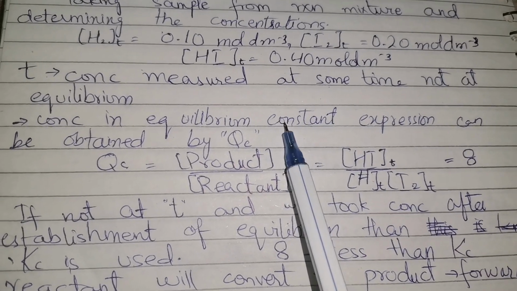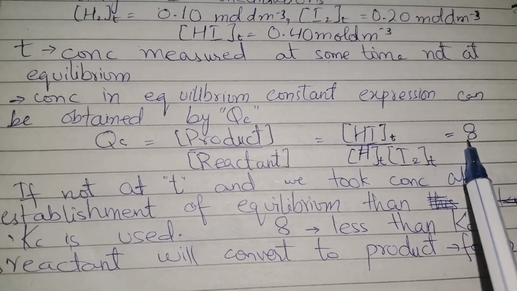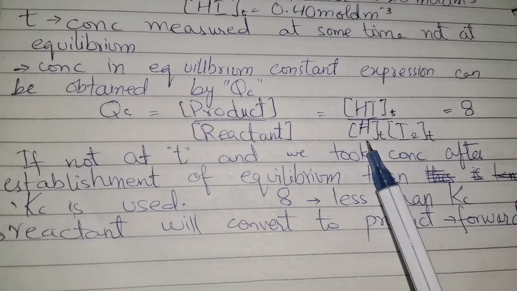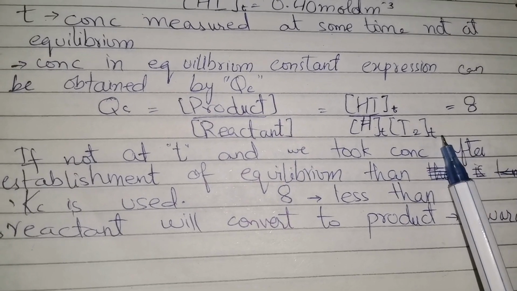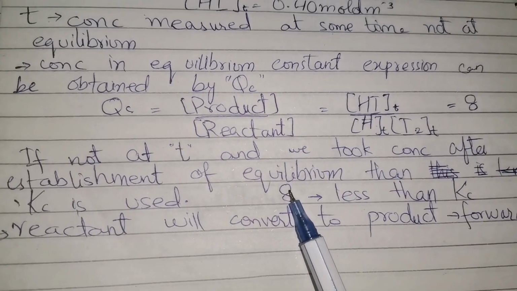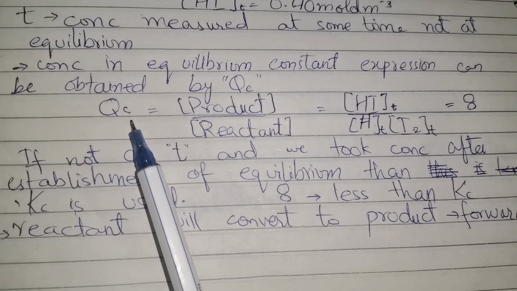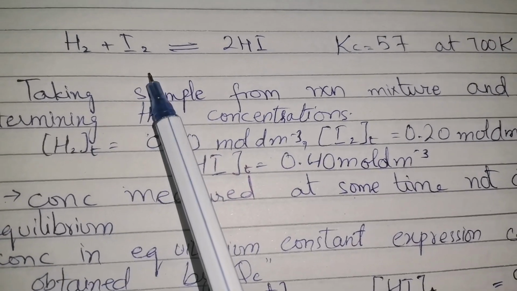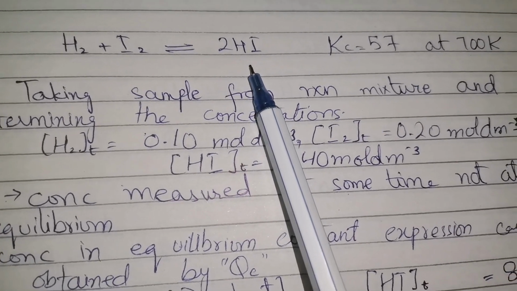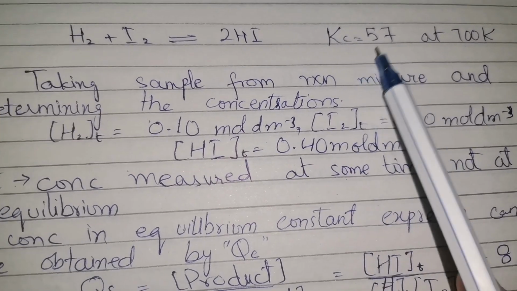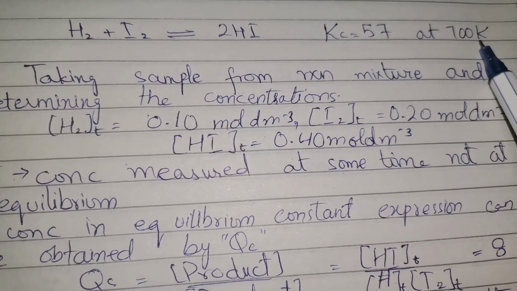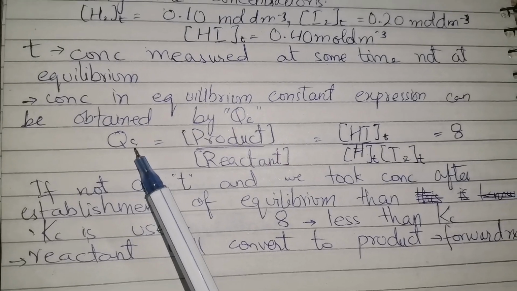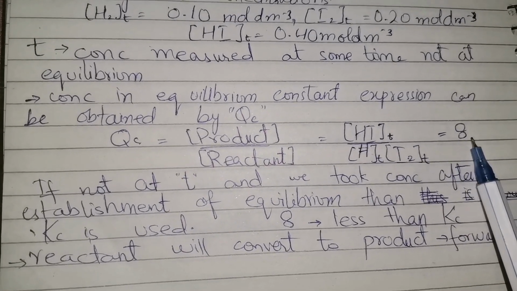Solve this and tell me in the comments whether this calculation is correct or not. I have already told you that if we had not taken the concentrations at T and equilibrium was established, then we would have used Kc over here. Have a look at this reaction where H2 is combining with I2 and forming 2HI, which was at Kc equal to 57 at 700 Kelvin. But when we calculated the value for Qc, we got the answer 8.